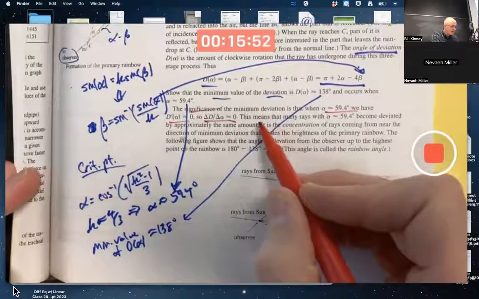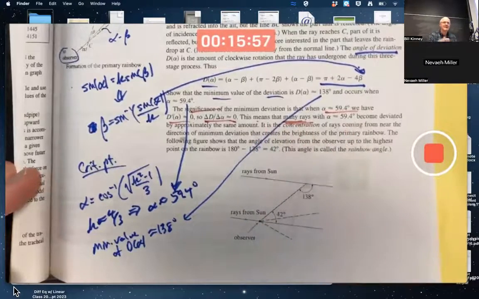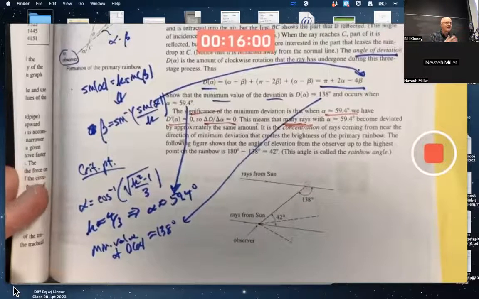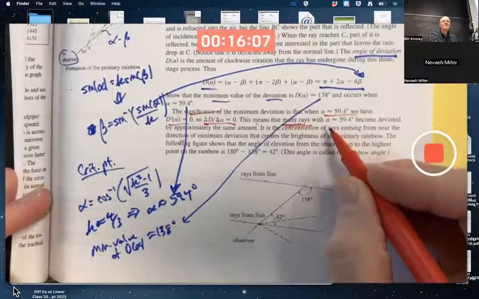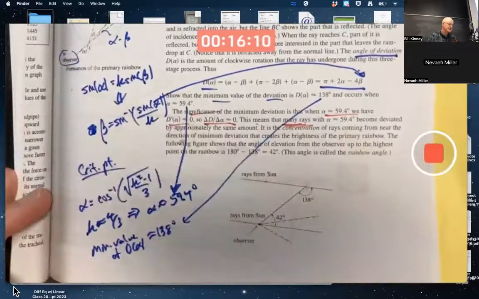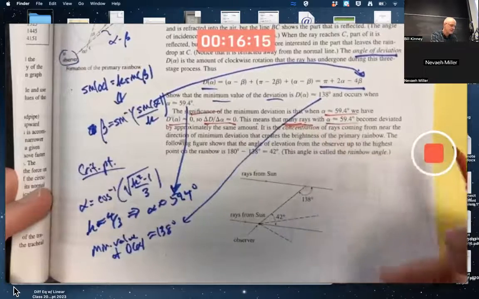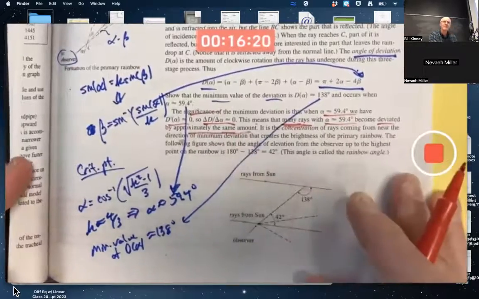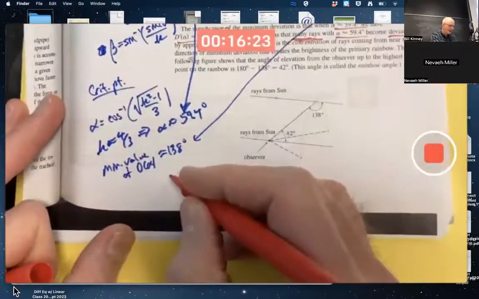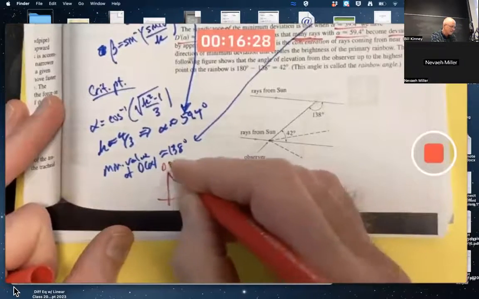And the author here phrases this as meaning that many rays, effectively in the diagram, it's like you're imagining infinitely many rays that are more concentrated. They're going to end up exiting the raindrop in a more concentrated fashion because their deviation is going to be approximately the same. Many rays with angles close to 59.4 degrees become deviated by approximately the same amount. Why? We thought about it graphically. The graph of d of alpha looked about like this.